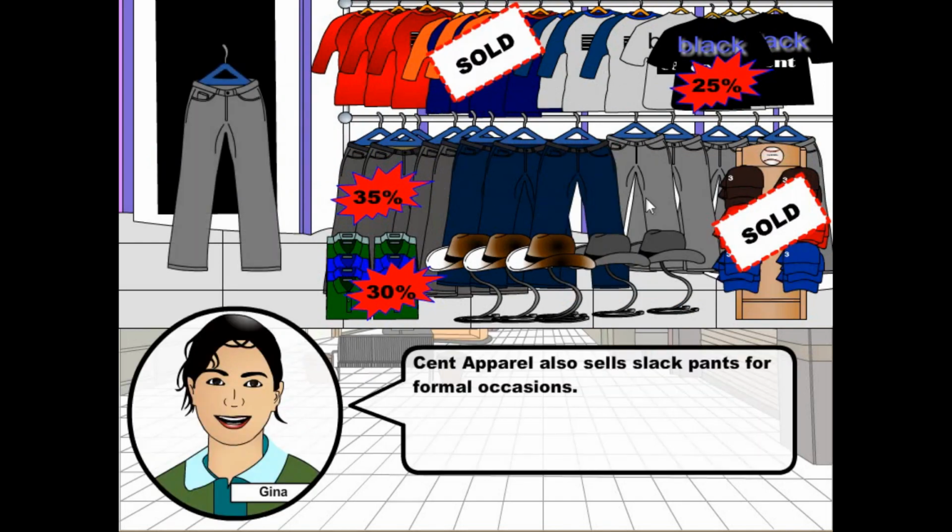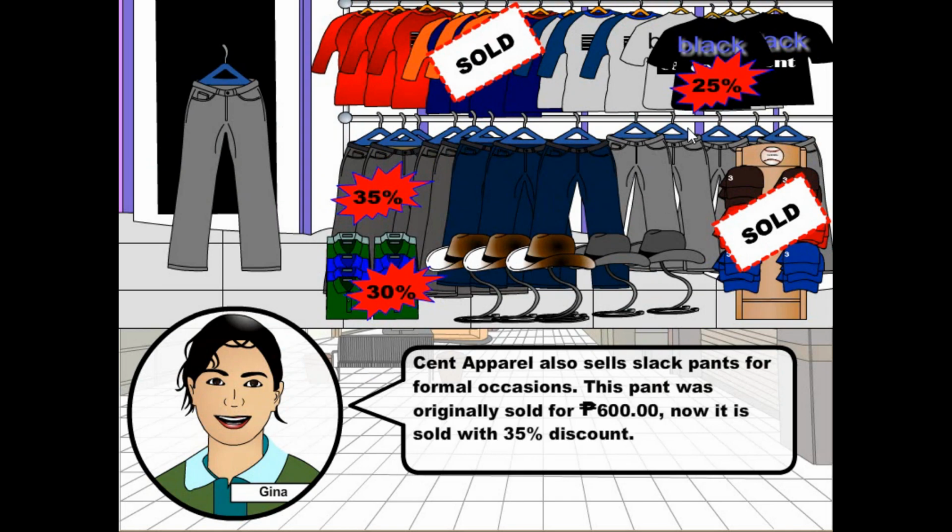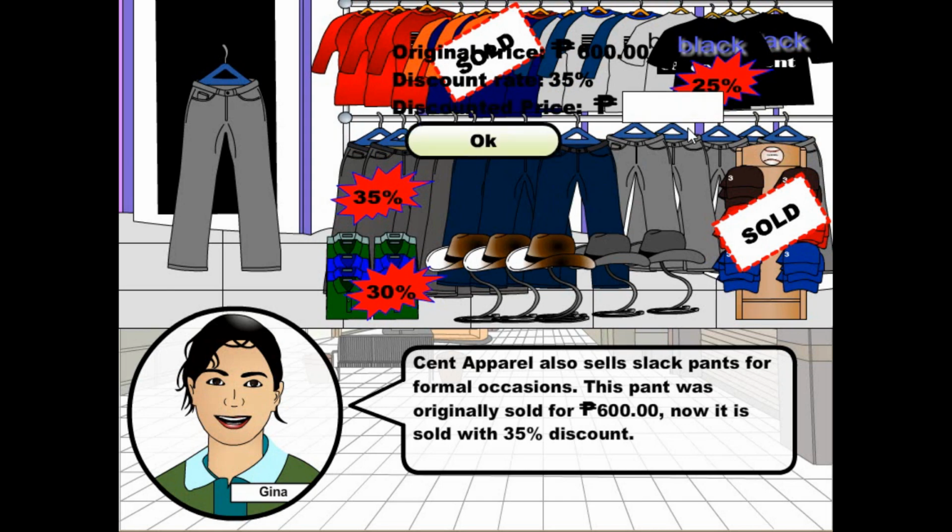Scent Apparel also sells slack pants for formal occasions. This pants was originally sold for 600 pesos. Now, it was sold with 35% discount. How much should you pay?